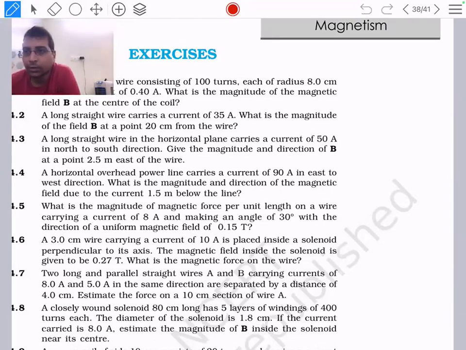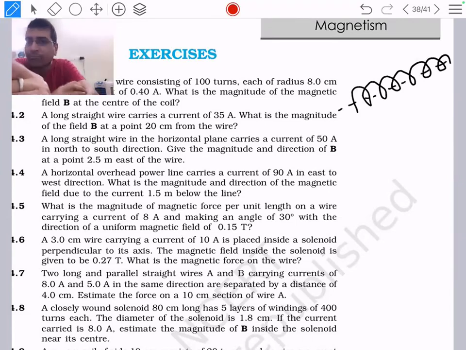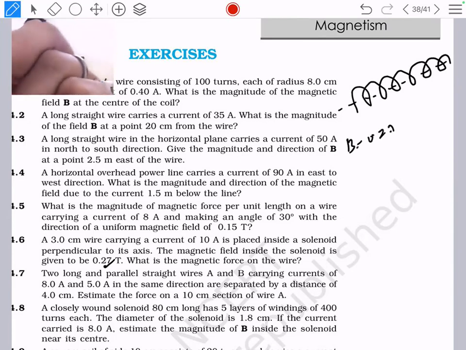So could you do this question? Okay. So there is a solenoid. As of now, you need not worry about what the solenoid is. So this is the axis of the solenoid. Inside the solenoid, how much is the value of magnetic field? It is 0.27 Tesla. I hope that point is clear. So B is equal to 0.27 Tesla.